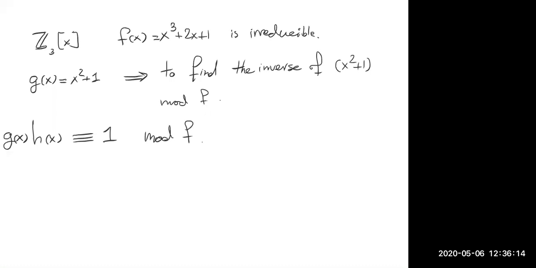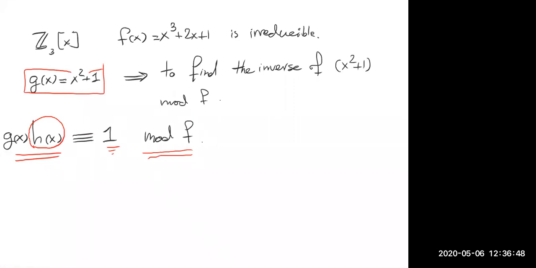Does this question make sense to everyone? I want to make sure you are not confused. You are following what the question is about. So I have a polynomial f, which is irreducible. I am given a function g of x, x squared plus 1. I'm looking for its inverse. Inverse means another polynomial like h, such that if I multiply g by that polynomial, the result is equal to 1 mod f. Okay?